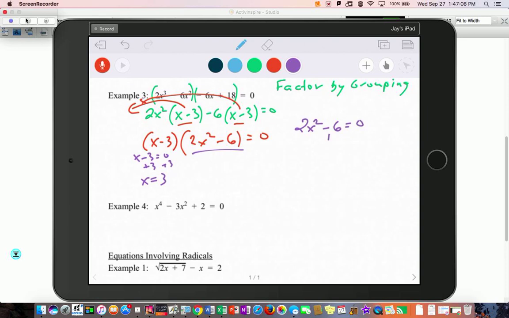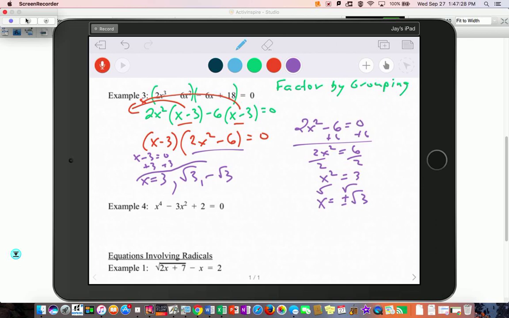Go like this. So now when I square root, don't forget my plus or minus square root of 3. So I would add that to my answer over here. So now you could go ahead and put those back in for x to make sure that they are indeed working.